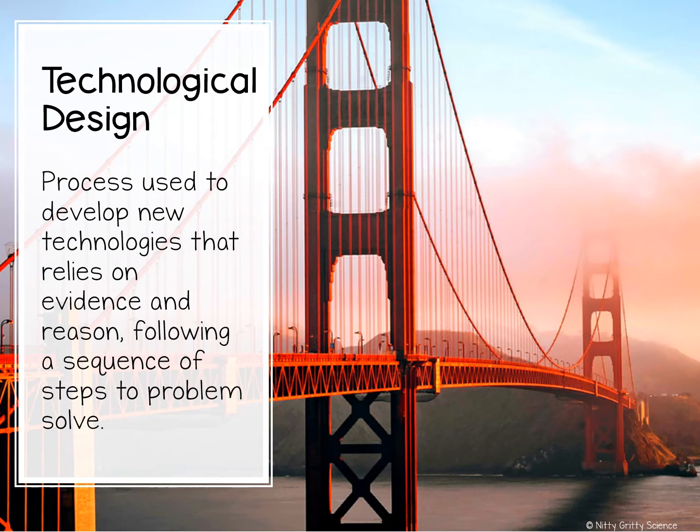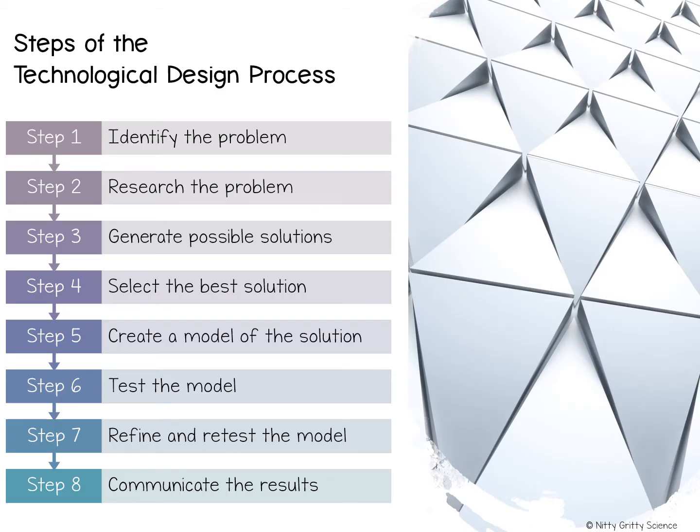Technological design is similar to scientific investigation. Both processes rely on evidence and reason, and they follow a logical sequence of steps to solve problems or answer questions. Now, the technological design process can be broken down into a series of steps shown here. And just like the scientific method, some of the steps may have to be repeated, and sometimes the steps may not always be done in the sequence shown, but these are good guidelines to look at.